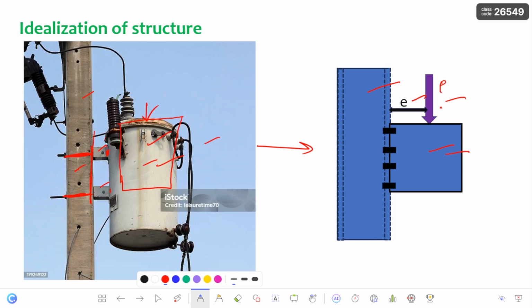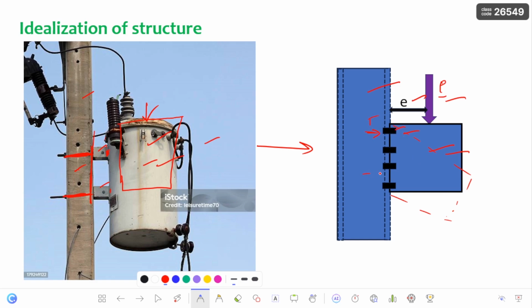Now observe clearly. For example, here whatever the load P is acting, because of this force, what is the force which is going to be developed in these bolts? Absolutely, if you observe clearly, this bracket is going to pull these bolts. So because of this pull, tension force, that is tension is going to act in these bolts.